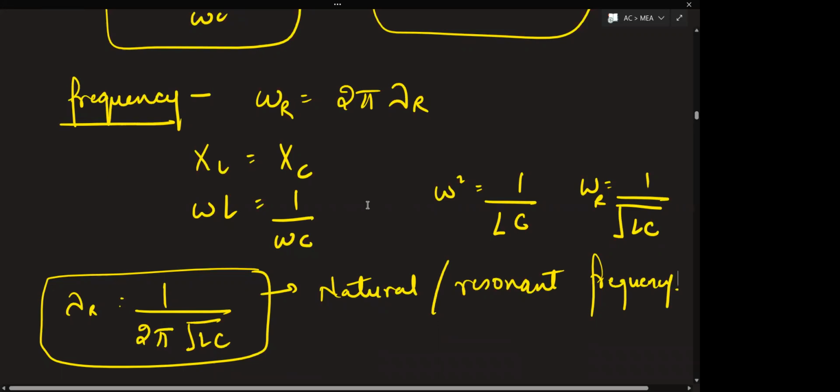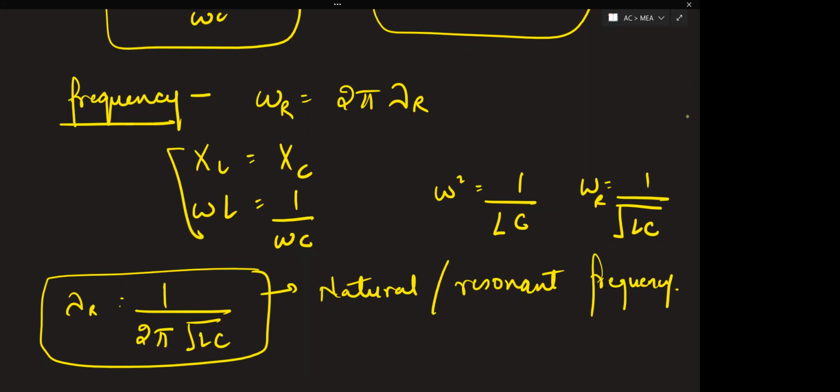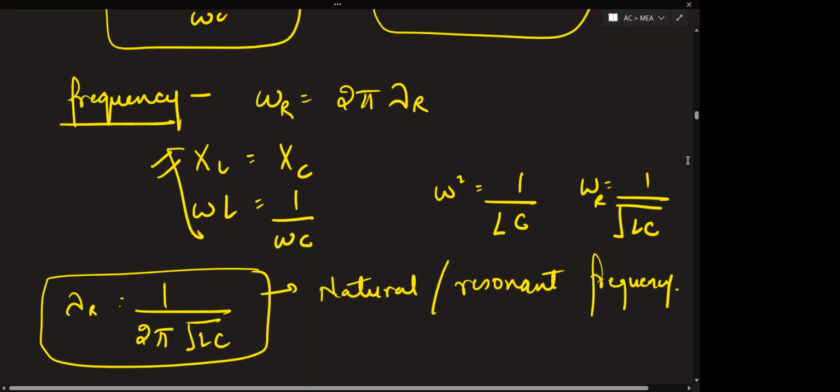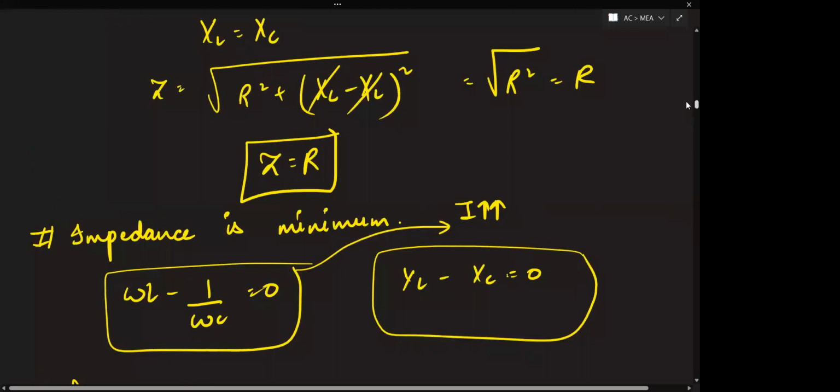So this is known as the natural or resonant frequency. This is the frequency when current has its maximum value, when the series LCR circuit is at its resonance. And this derivation is very easy. Just remember this step. All right, class, now note it down. Resonance condition.